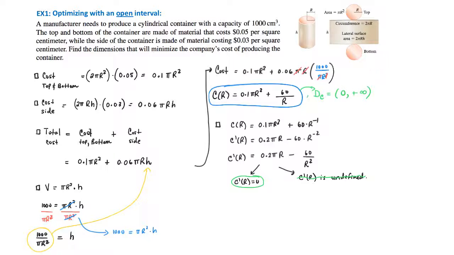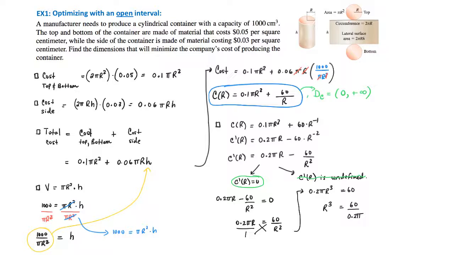All right, we already have the derivative, however. So I'm going to take that 0.2 pi r minus 60 over r squared, and I'm going to set it equal to 0. And now I am going to solve. So 0.2 pi r, I'm going to bring 60 over r squared to the other side. I'm going to put this over 1 and cross multiply. Continuing here, we're going to have 0.2 pi r cubed equals 60, and r cubed is going to equal 60 divided by 0.2 pi.